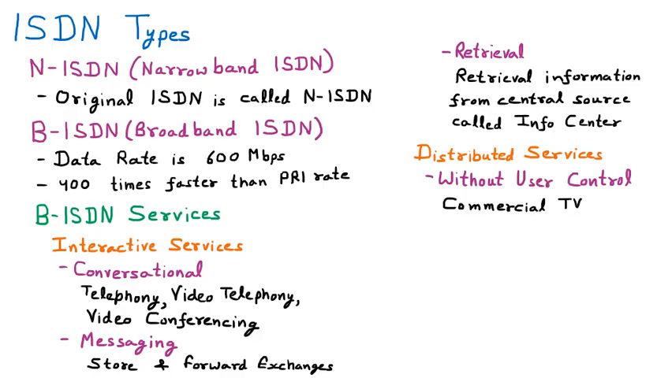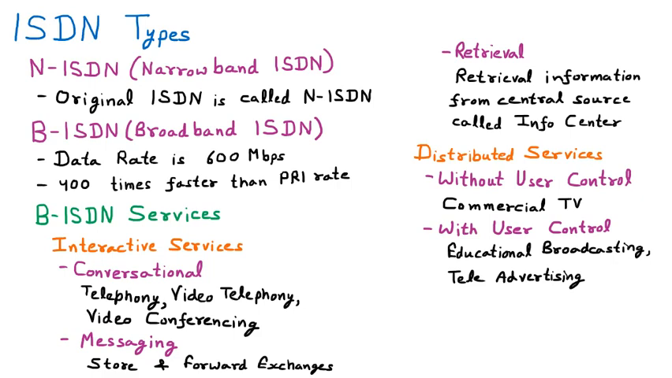Commercial TV is not for a specific person, it is for the whole community, so no single person can control it. These are distributed services not handled by the user. There is one more category, with user control. These services depend upon the user, meaning they are needed only if the user wants them, just like educational broadcasting and tele-advertising.